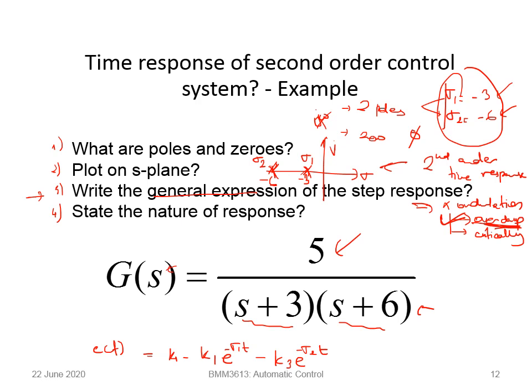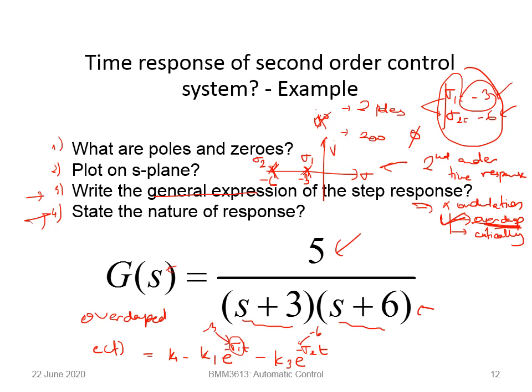So it is an overdamped response. This is the general expression. Of course, you have to replace sigma 1 and sigma 2 with the values -3 and -6. So here sigma 1 equals -3, sigma 2 equals -6. Okay, fourth question. State the nature of the response.